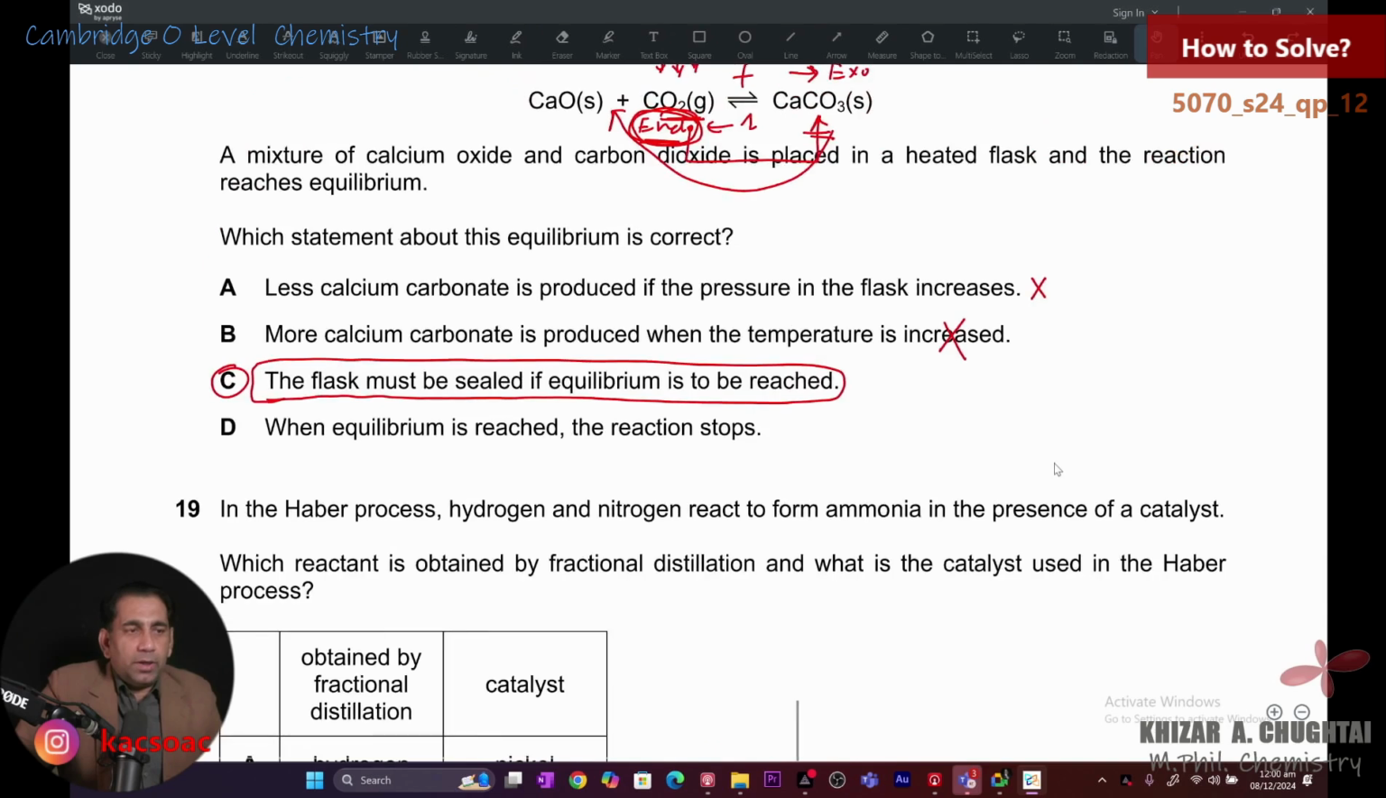Let me discuss the remaining part, why it's wrong. When equilibrium is reached, the reaction is stopped. No. Equilibrium is said to be dynamic equilibrium. Dynamic means it always remains in continuous motion. The reaction does not stop. So it's wrong.